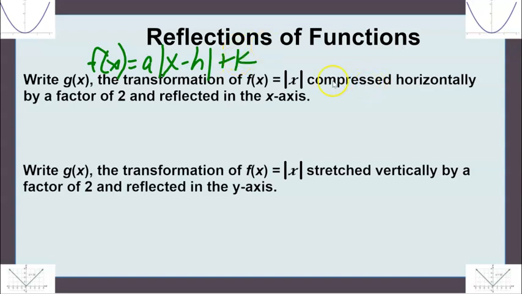So this is compressed horizontally. That means we have a horizontal movement. The a is on the inside, and the a is a 2. So I'm going to have g of x equaling the absolute value. We're going to put 2 on the inside. I'm going to put the x here as well.